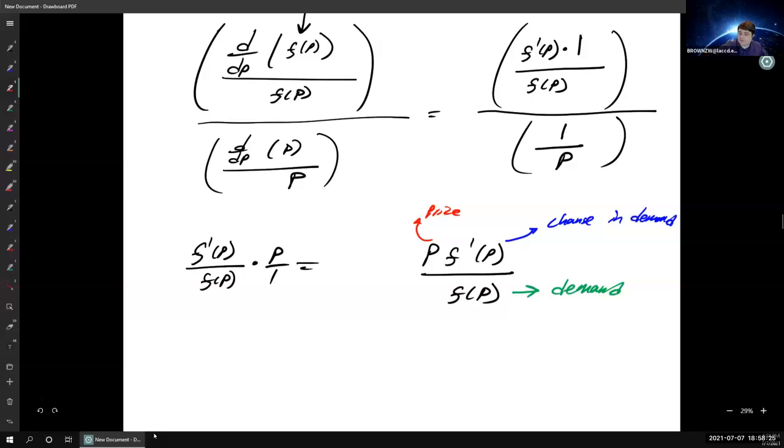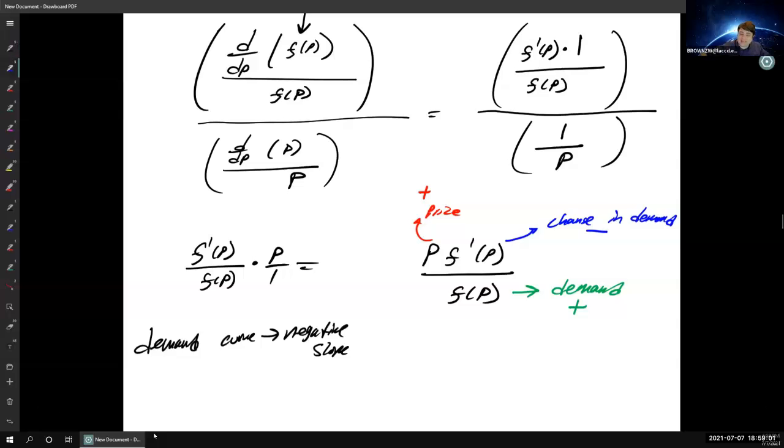Now, if we think about this in terms of sign, price is always a positive number. You can't have a negative price. Demand is also something that is always positive. And change in demand, we've talked about this before when we talked about any sort of demand curve, will always have a negative slope, always, because as you increase the price, you decrease demand. So this is technically going to be a negative number.